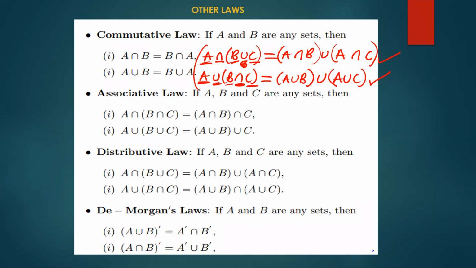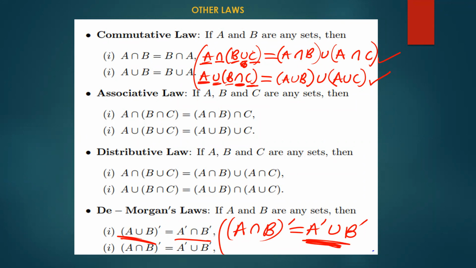So I've already explained De Morgan's laws, where I was saying if you have A intersection B in brackets and then the complement outside, if you distribute the complement, you're going to have A complement union B complement. So this is what you're going to have as the solution. So that is De Morgan's.